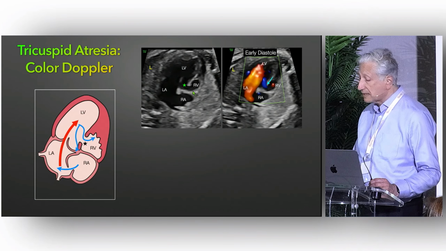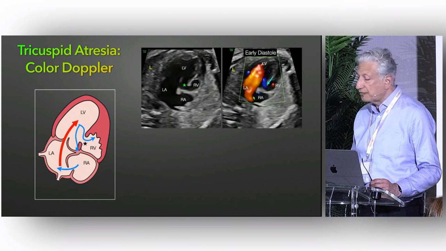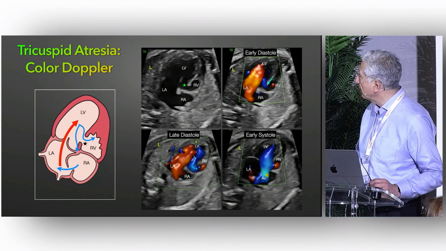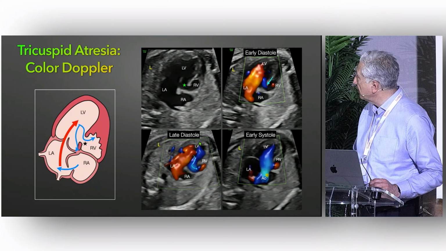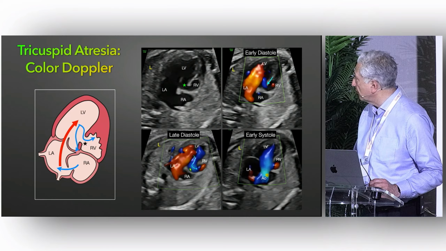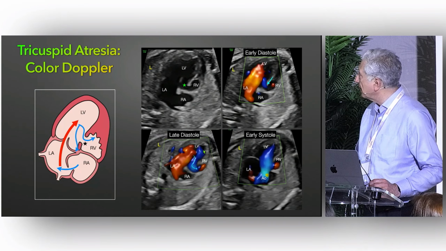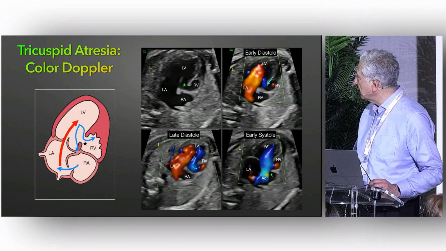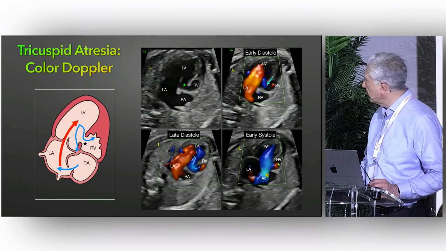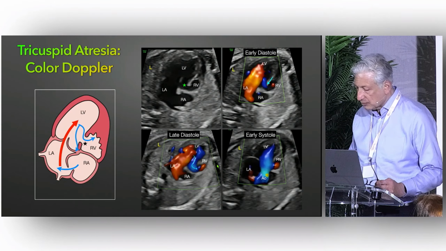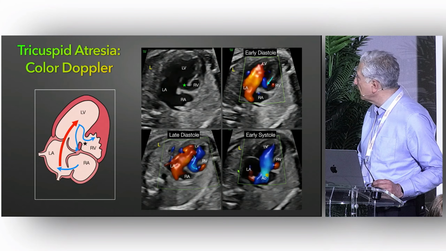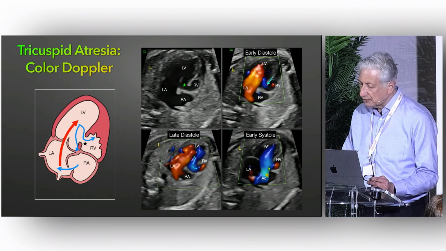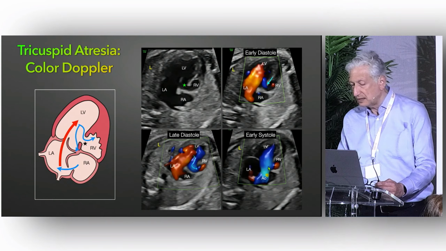So this is the grayscale image, and in early diastole you have the filling of the left ventricle. Then in late diastole, you have the blood getting from the left ventricle across the foramen, the VSD, into the right ventricle, and then in early systole the blood will go to the ascending aorta in this case, and some blood will go from the remaining right ventricle to the pulmonary artery. This explains why the vessel arising from the right ventricle is rather small, and often you may have pulmonary stenosis in these cases.